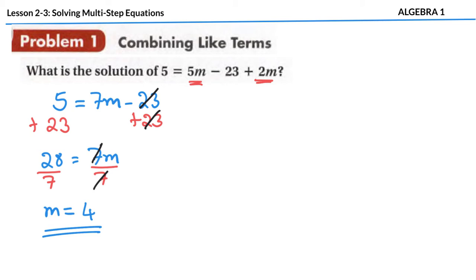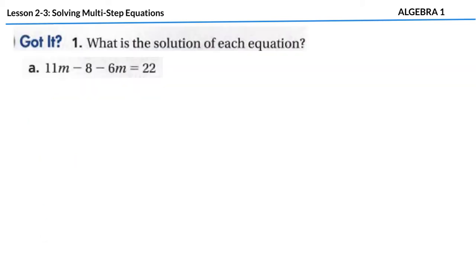Let's see whether you have got it or not. So, what is the solution of each equation? 11m minus 8 minus 6m is equal to 22. So, are there any like terms? Yes, 11m and minus 6m are like terms. Can we combine them? 11 minus 6 is 5. So, 5m minus 8 is equal to 22. Now, how will I remove minus 8? Add 8 on both sides.